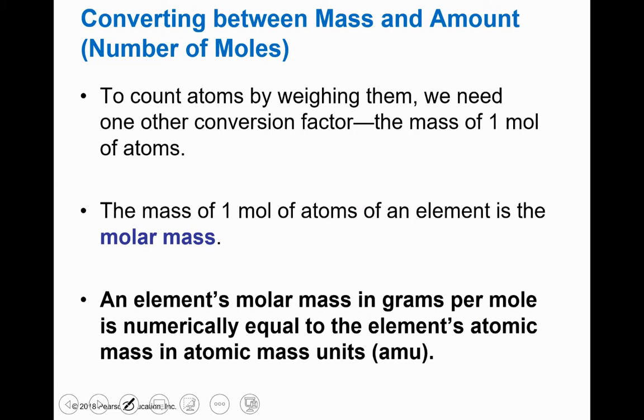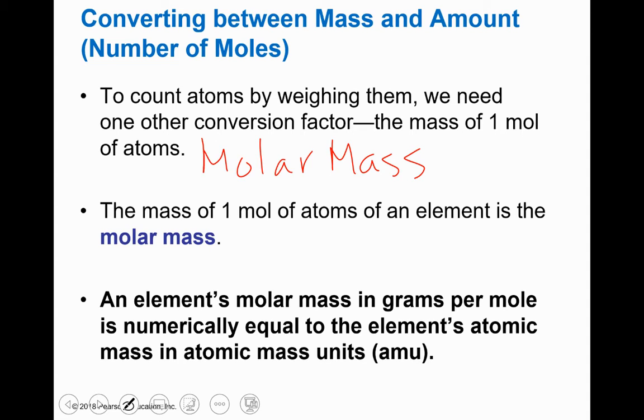Okay, moving on, one other type of conversion that we can use with moles. So we know that Avogadro's number allows us to convert from moles to a quantity. So how many atoms we have, how many different type of particles we have. But it doesn't tell us anything about mass. It just tells us an amount. So we have another conversion factor, and it's called the molar mass. Okay, and the molar mass is based on 1 mole.